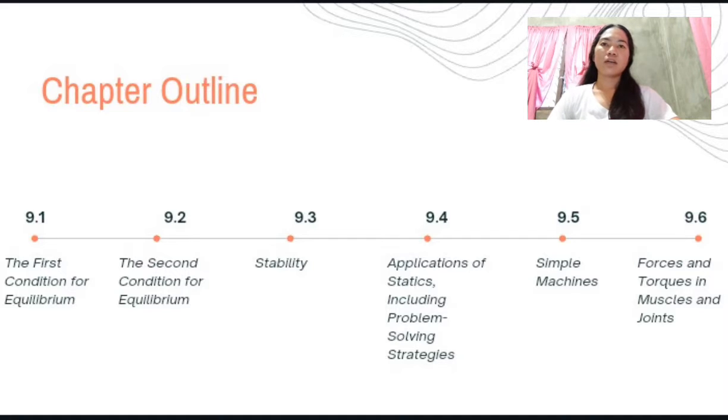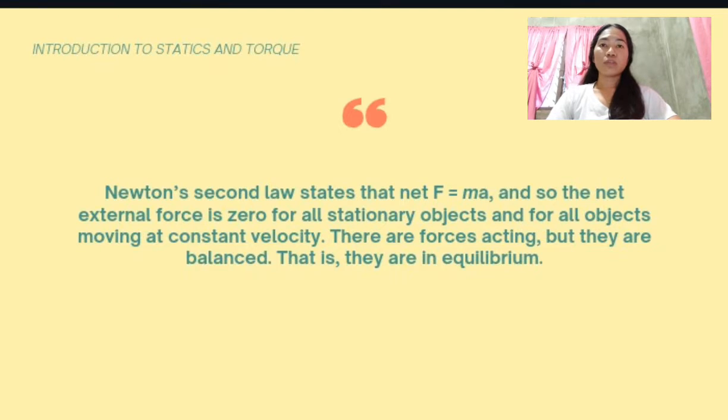So, a simple introduction for this topic. Newton's second law states that net force is equal to mass times acceleration. And so, the net external force is zero for all stationary objects and for all objects moving at constant velocity. There are forces acting, but they are in balance. That is called equilibrium.